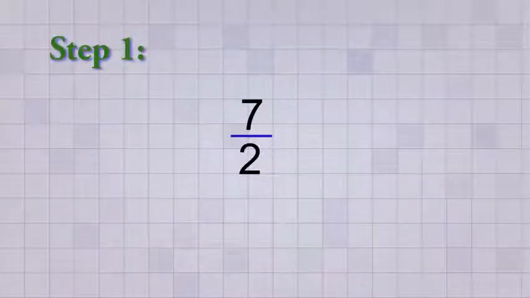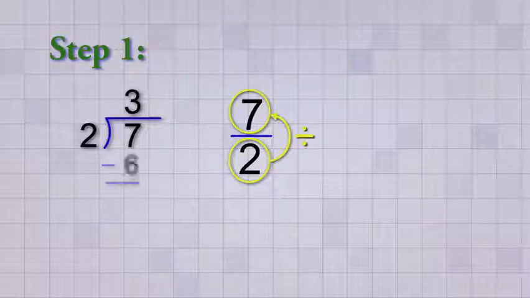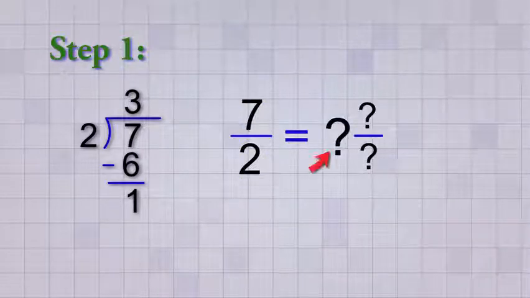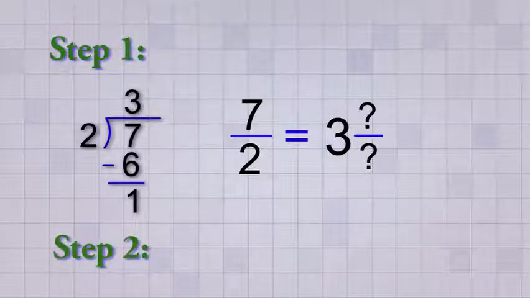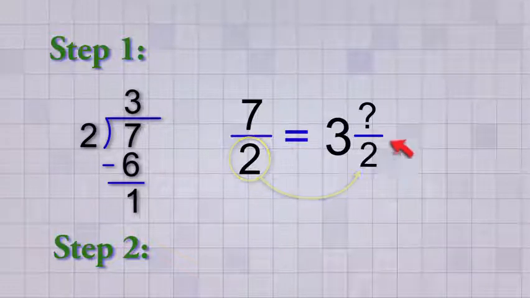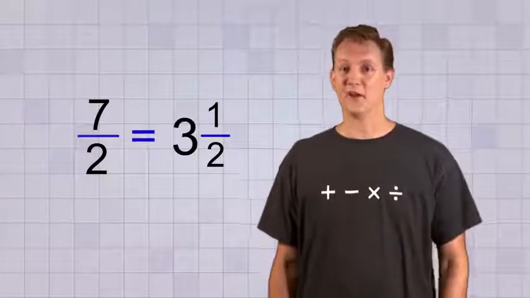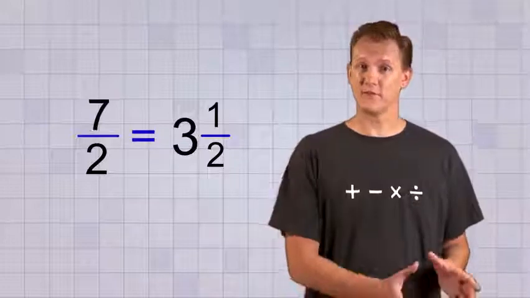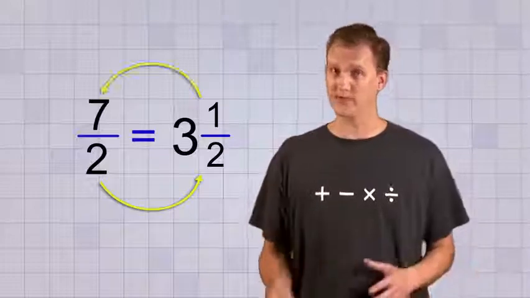The first step is to see how many times the bottom number of our fraction will divide into the top number. And 2 goes into 7 3 times with a remainder of 1. So that tells us that the whole number part of our mixed number will be 3. The next step is to find out what the fraction part of our mixed number will be. The bottom number will be the same as the bottom number of our improper fraction, 2. And the top number will just be the remainder we got when we divided, 1. There, we changed the improper fraction, 7 over 2, back into the mixed number, 3½. So we can see that it works both ways.